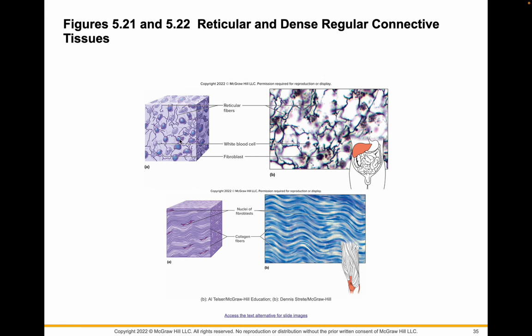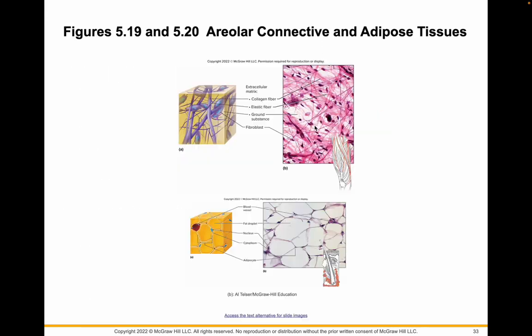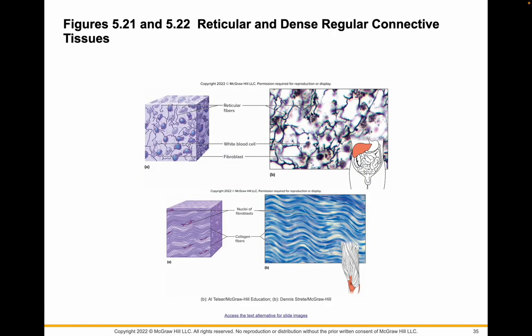And so here, this is still loose. You can see a lot of the ground substance, and then the fibroblasts are actually right here. And here's all the fibers, the reticular fibers. And so this one is reticular. It looks somewhat like areolar, but areolar doesn't have thick reticular fibers like the reticular does.